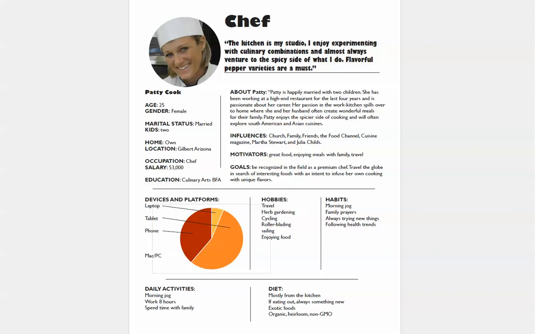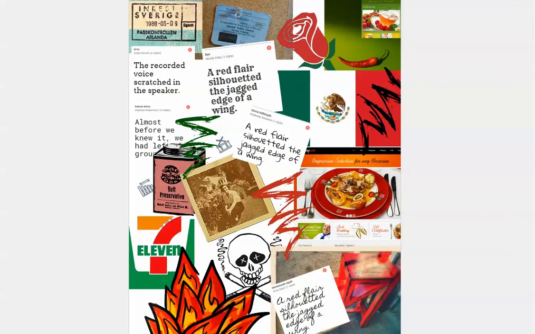So I've got 3 user personas, and we can easily in a conversation not necessarily refer to Patty Cook, although we could, but we'll often say, what would we do for our chef, or what would we do for our gardener? What about our thrill seeker? Are we meeting the needs of that particular individual? This is a mood board.